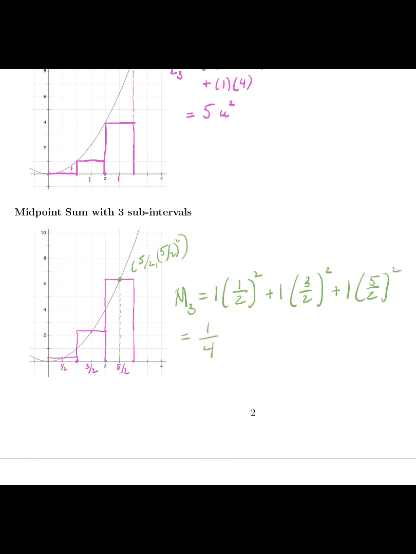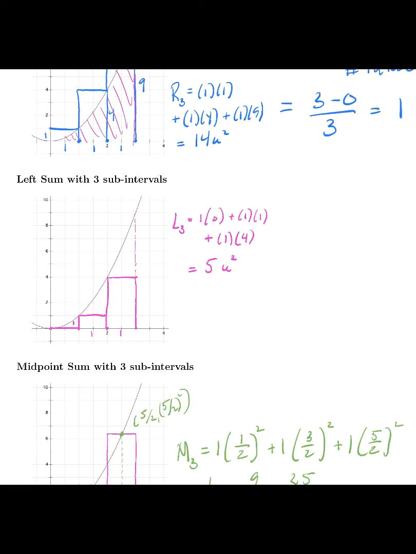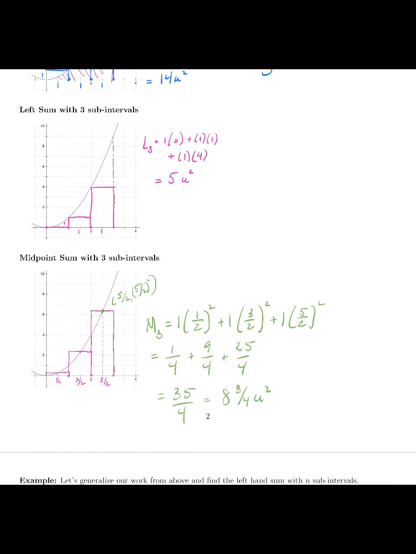So what do we get? 1/4 plus 9/4 plus 25/4. So we get 35 over 4, or 8 and 3/4 square units. That's a much better estimate. We can see our rectangles both over and underestimate depending on which side we look at. It's pretty close to the average of those first two estimates also.